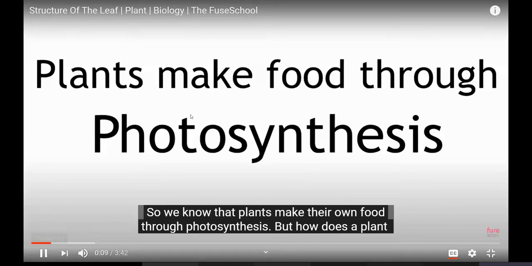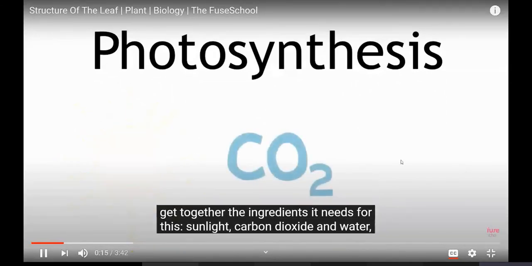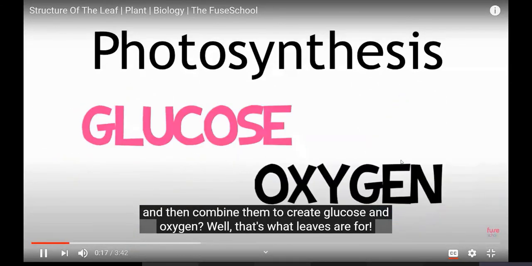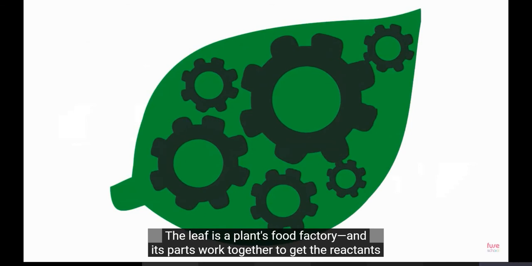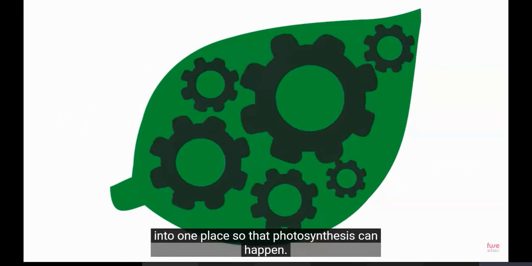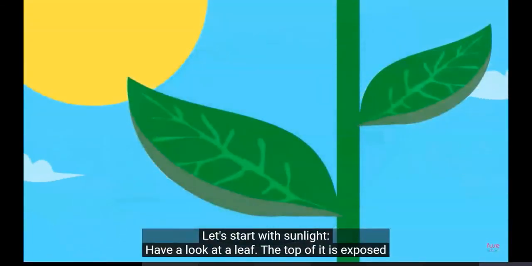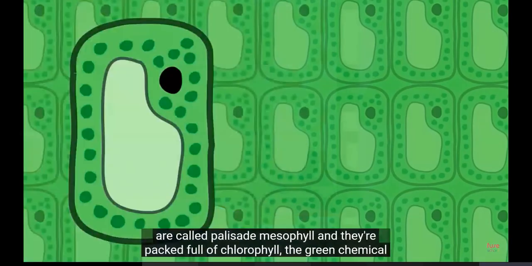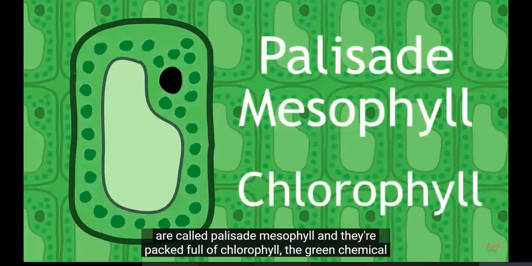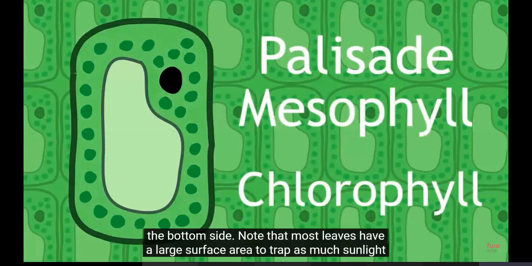Let's watch. But how does a plant get together the ingredients it needs for this? Sunlight, carbon dioxide, and water, and then combine those to create glucose and oxygen? Well, that's what leaves are for. A leaf is like a plant's food factory, and its parts work together to get the reactants into one place so that photosynthesis can happen. Let's start with sunlight. Have a look at a leaf. The top of it is exposed to the most light, so the cells specialized for trapping light are on top. These cells are called palisade mesophyll, and they're packed full of chlorophyll, the green chemical that plants use to absorb light.